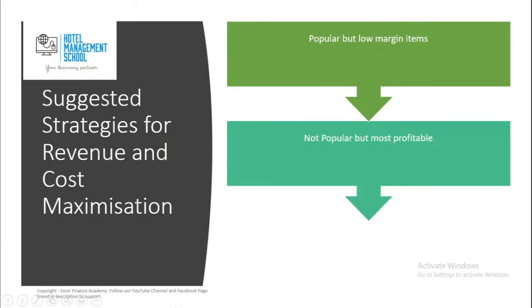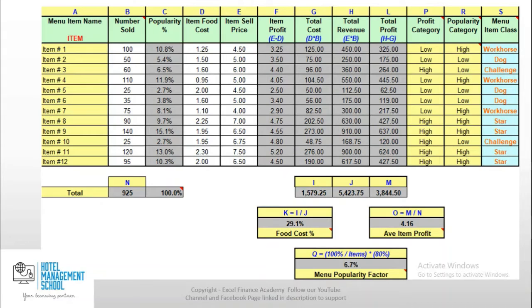And then we have the menu popularity factor, which is 6.7%. So how do we calculate this 6.7%? It comes from 100 divided by the total number of items. 100 divided by 12 is about 8.33%, and then multiplied by 80%.